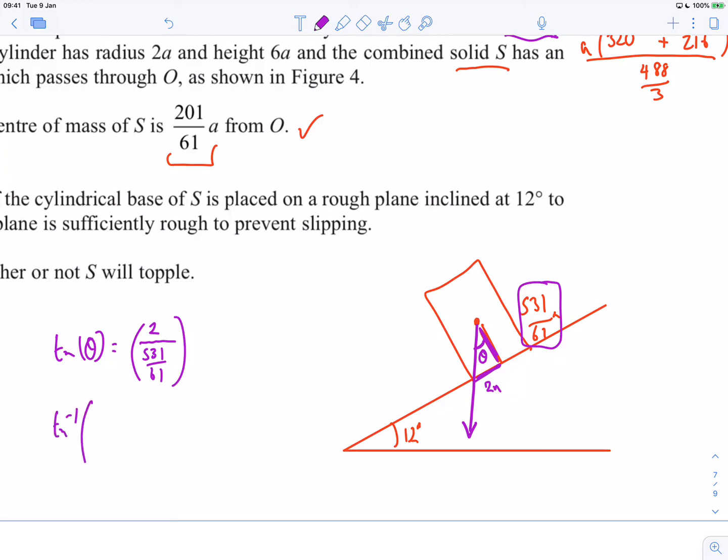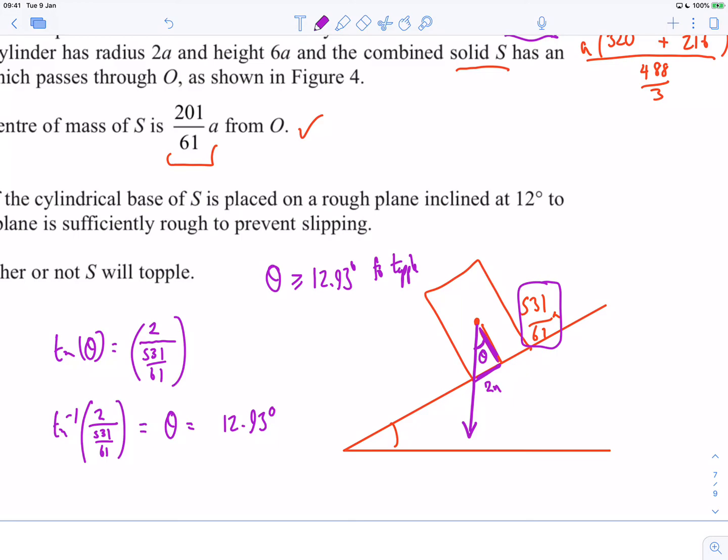And if I inverse tan that, so 2 over 531 over 61, I will get that theta is, in terms of degrees, so shift tan fraction 2 over 531 over 61, I will get theta is 12.93 degrees. Now here's the deal. For this to topple, that theta value needs to be greater than 12.93 degrees to topple.